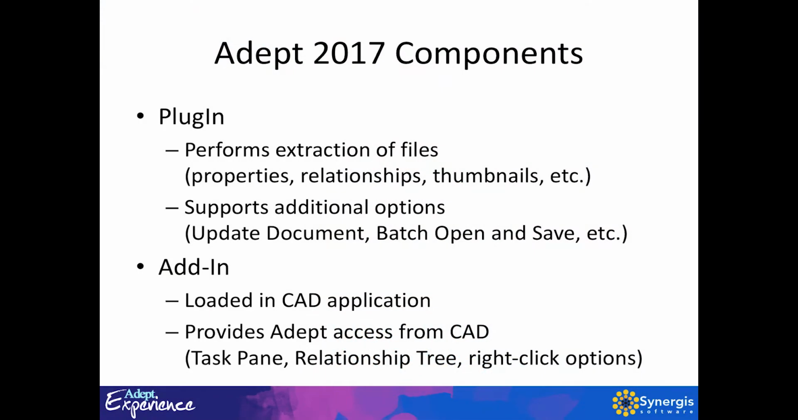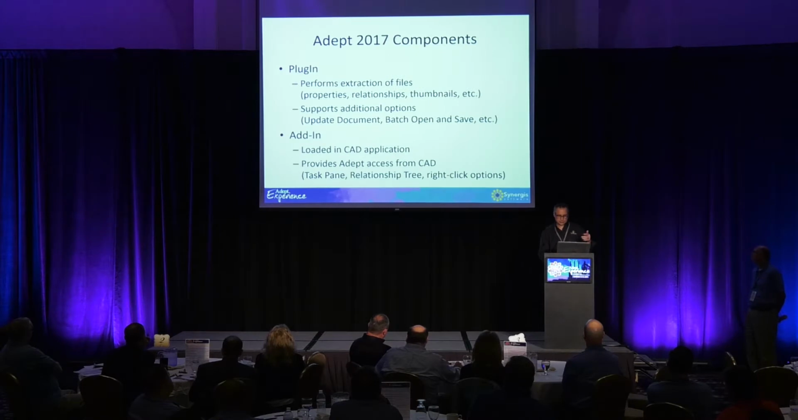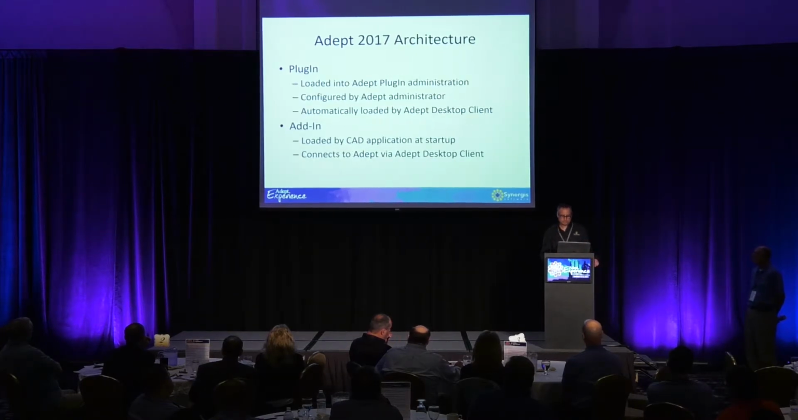So the Adept plugin for CAD is the integration component that performs all the tasks of extracting and updating, the push and the pull of the data. And this component is loaded and runs inside of the CAD application. It performs all the tasks of the communication between the CAD application and Adept and population of the virtual library. It also provides Adept commands and information inside of that CAD application. So those are the two aspects, the add-in and the plugin.